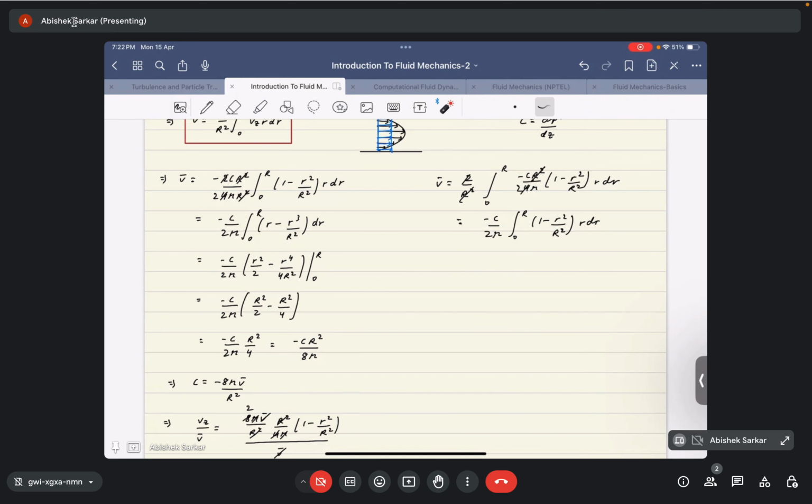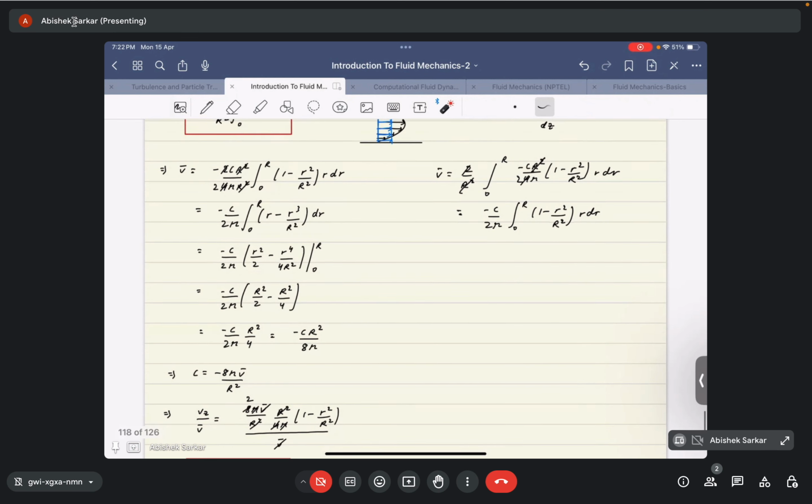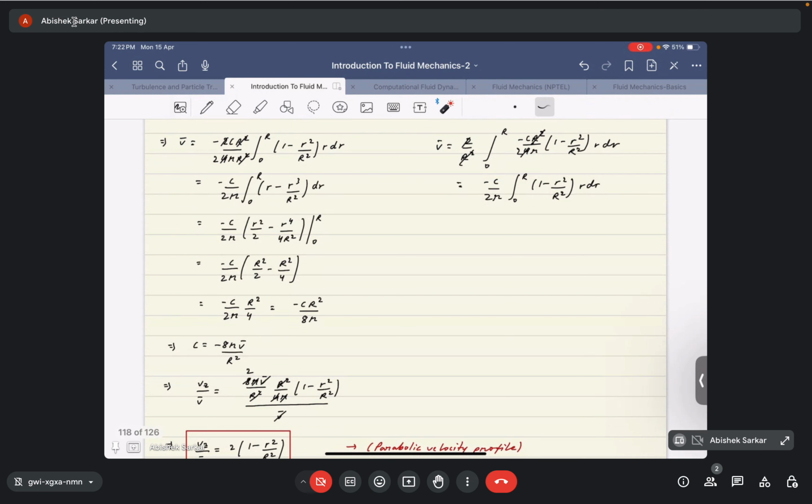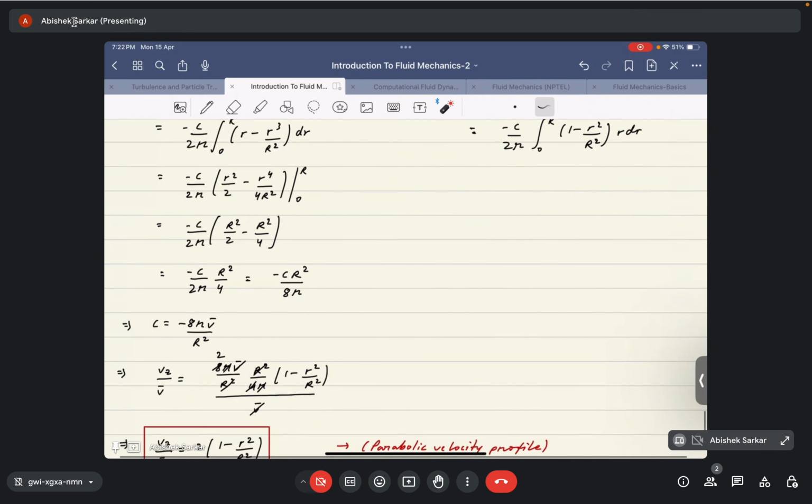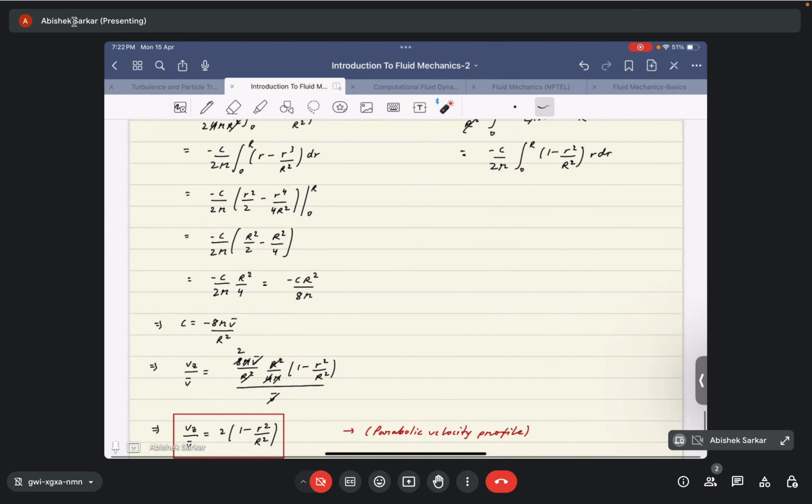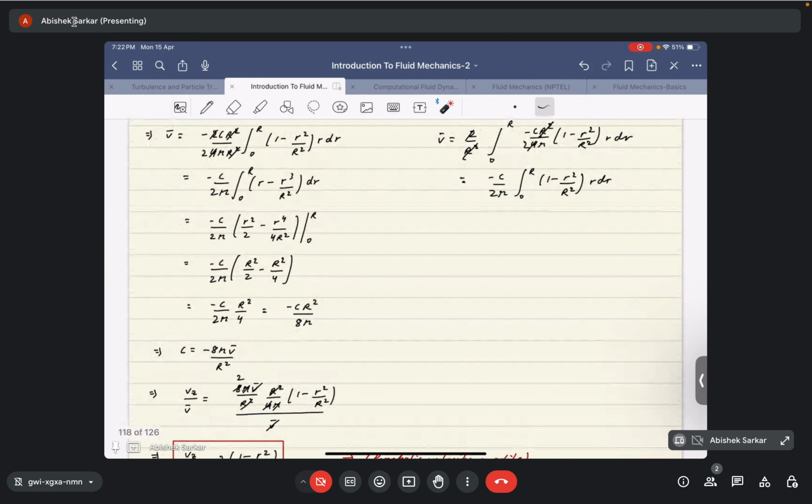Once we evaluate the integration, we will get that v bar would be equal to minus c R square by 8 mu. You can check the integration in these two steps. After you do that, we get v bar equal to minus c R square by 8 mu, and so c would be equal to minus 8 mu v bar by R square.